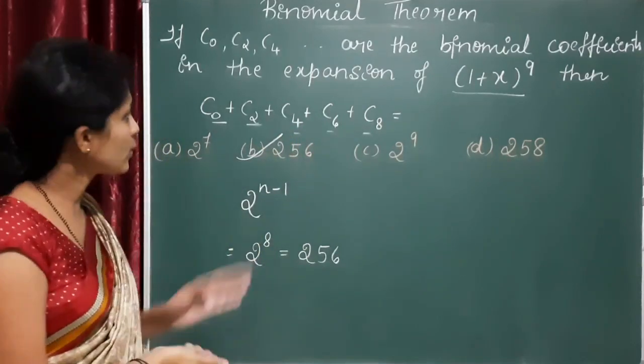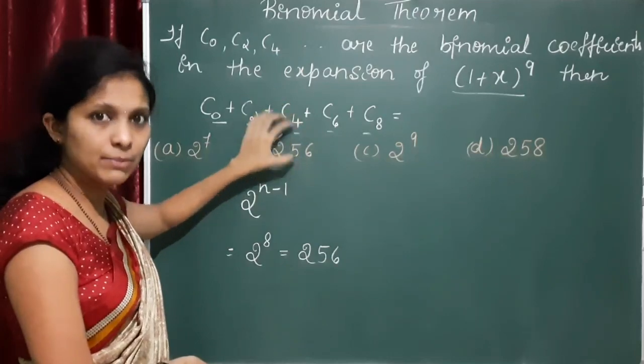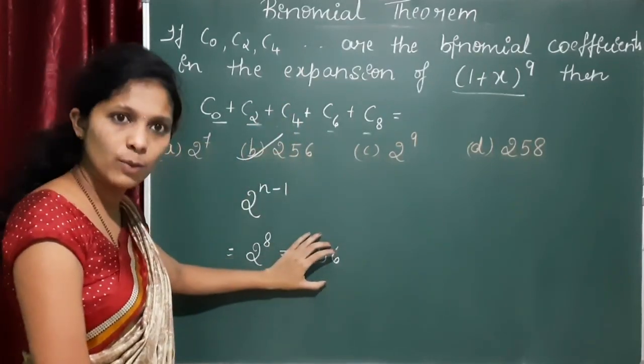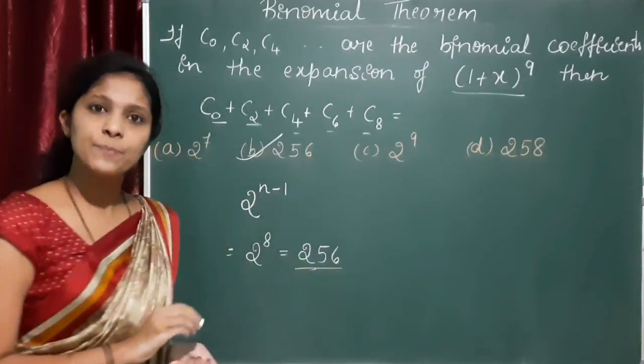Is it clear? If you find these values and then if you simplify, you will get the same thing. But it will be time consuming, right? Instead of that, if you use the formula, directly we will get the answer as 256. That is option B.